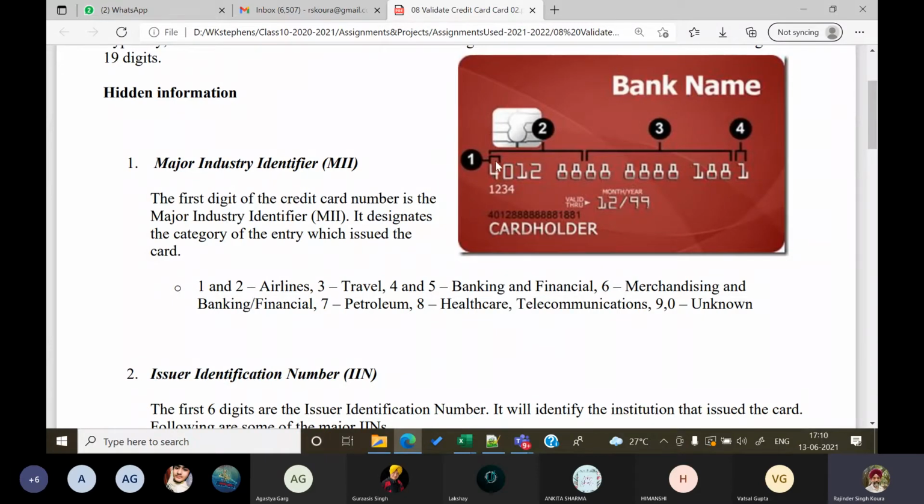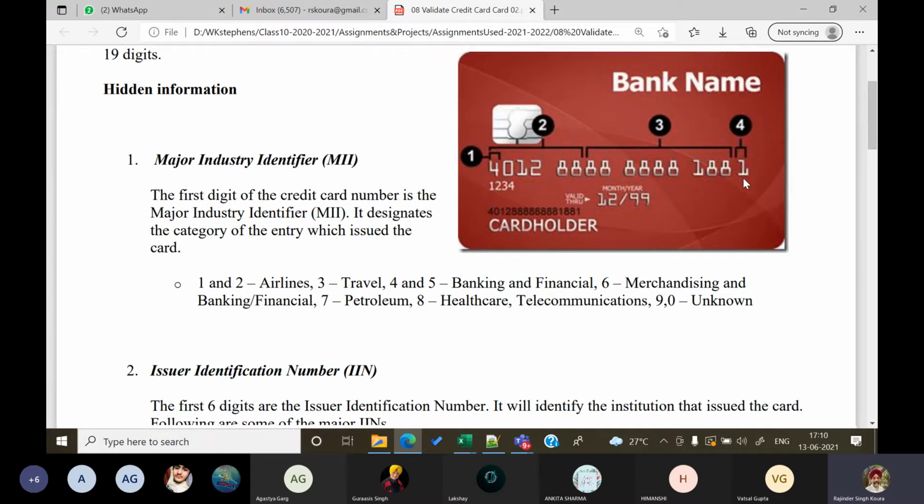So the first digit is the major industry identifier. Major industry कौन सी है? Whether it is banking or airlines or whatever. Then the first 6 digits, including the first one, identify who is the issuer. Which bank is it? Then leaving the first 6 and the last one, the rest of them, that is number 3 category, are the account number of the person holding this card. And the last one is a check digit only. So the check digit has nothing to do with the person. It is basically used to check whether this is fine.